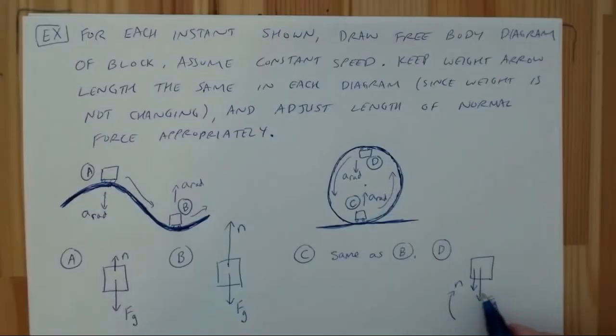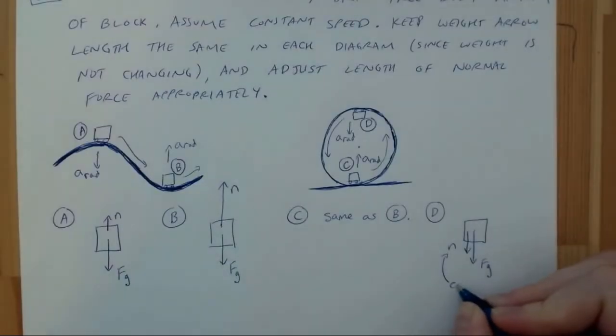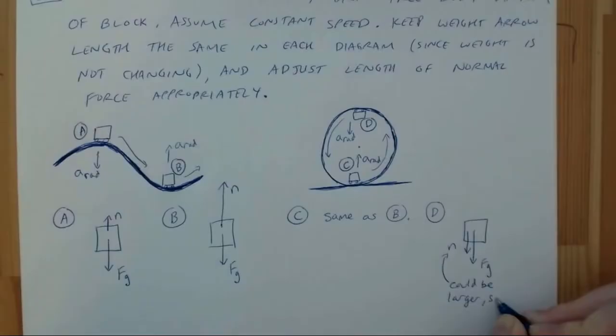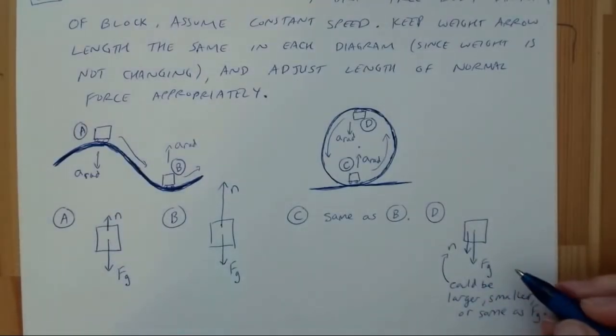But in this case, we actually can't decide how it compares to the weight. So the normal force in this situation could be larger, smaller, or the same even as the weight. It really depends on the speed and the magnitude of that centripetal acceleration.